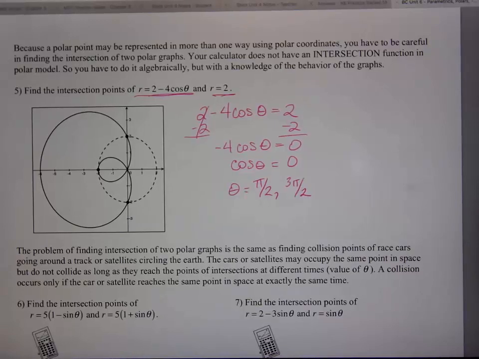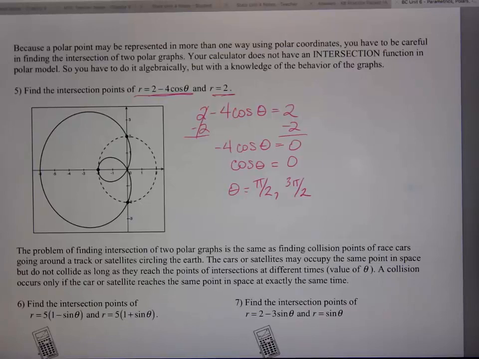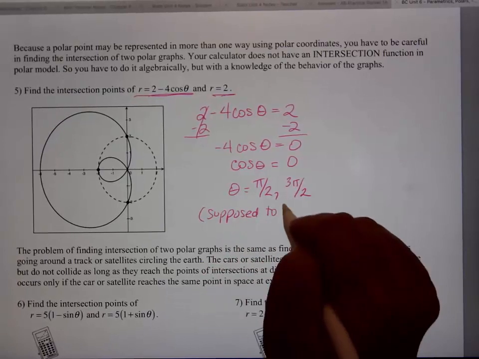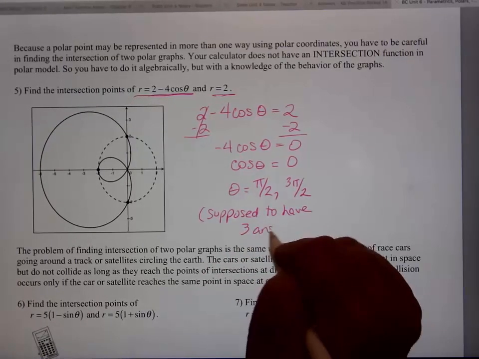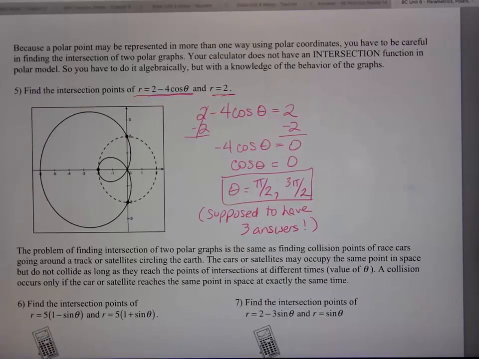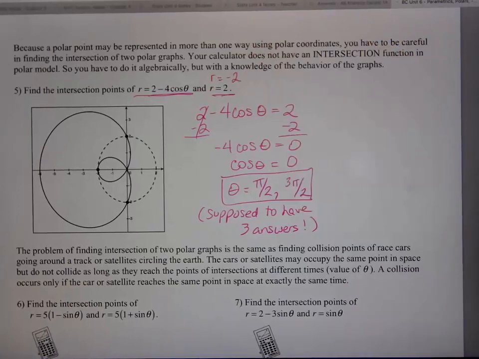Agreed? How many crossing points do you see between that curve and that dotted circle? I see 3. How many answers did I get? I only got 2. Wait a minute, what's going on here? Sometimes this happens. I'm supposed to have 3 answers, not just 2. So, where's the third answer hiding? The third answer is hiding in the fact that the circle r equals 2 and the circle r equals negative 2 are the same circle.